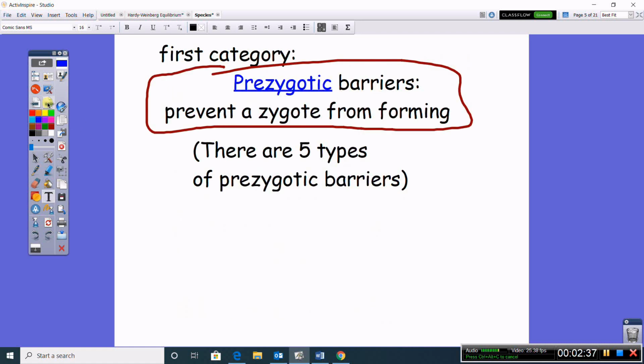On the front side of this long sheet, you've got your prezygotic barriers. Prezygotic means it prevents a zygote from ever forming. There are 5 types of prezygotic barriers. So think of it this way. The way we're preventing two closely related species from interbreeding is by preventing them from even getting together in the first place. That's kind of what we're doing on this front side of our long sheet.